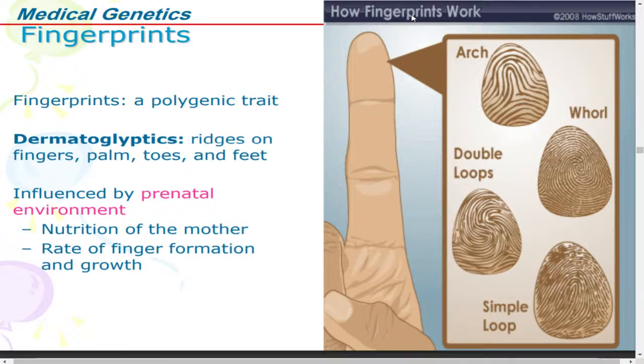Next, we have how fingerprints work. This is another subject with fingerprints. The polygenic trait: simple loop, double loop, whorl, and arch. Polygenic trait.